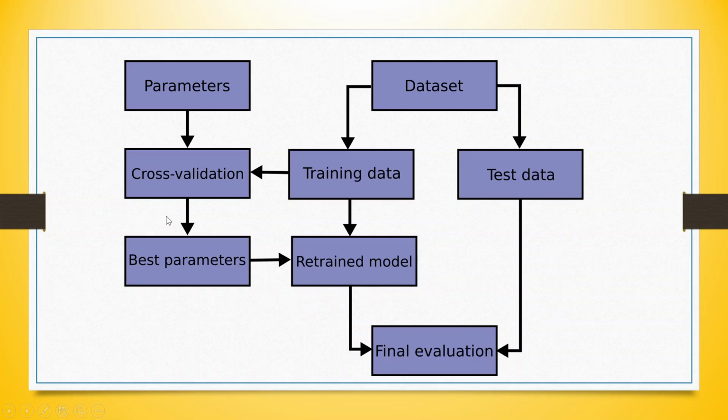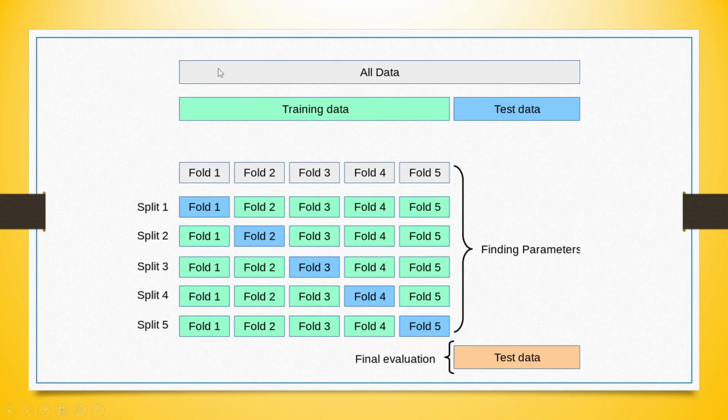Now the question arises, how is cross-validation done? The gray color indicates all the data. All data is split into two parts, the training and testing. The green color indicates the training data and the blue color indicates the testing data. The data is folded into some 5 or 10 folds. Say for example, if we have 100 observations and there are 5 folds, then in each fold we will have 20 observations.